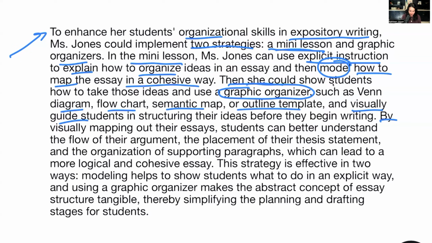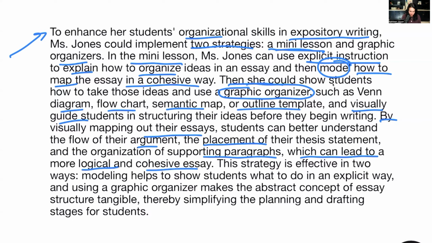And here we go. By visually mapping out their essay, students can better understand the flow of their argument, the placement of their thesis statement, and the organization of supporting paragraphs. I got specific. I didn't just say, well, by organizing it, it makes for a better essay. I got specific as to what they need. Now, again, you might not have all these ideas, the flow of the argument, the placement of the thesis. You might just say, help students to visualize the flow of their essay. You don't have to have all these different words there. You just need to get specific enough where you're explaining what's going on. And here, which can lead to a more logical and cohesive essay.